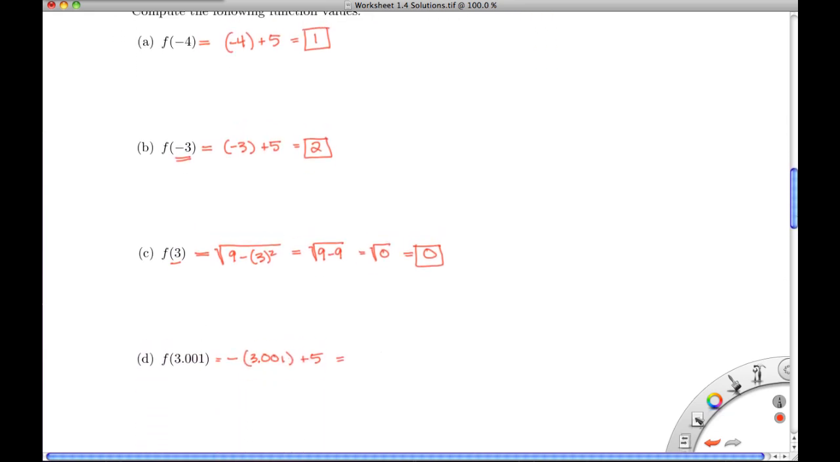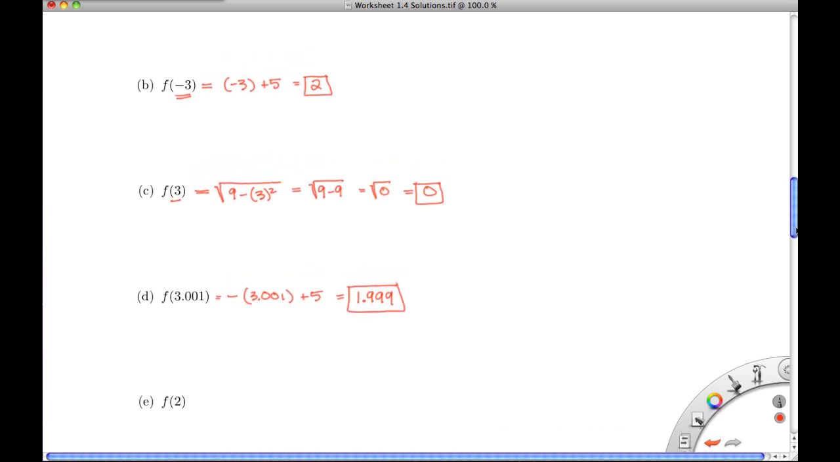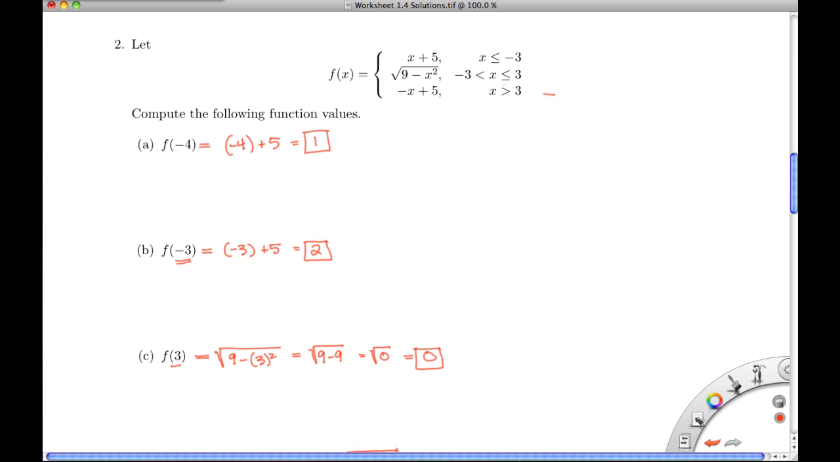And when we combine these two numbers, we're going to get 1.99999. And that would be our answer for this one. For part E, we're asked to evaluate f of 2. So let's go back up and see where 2 falls in here. We'll get that out of the way.